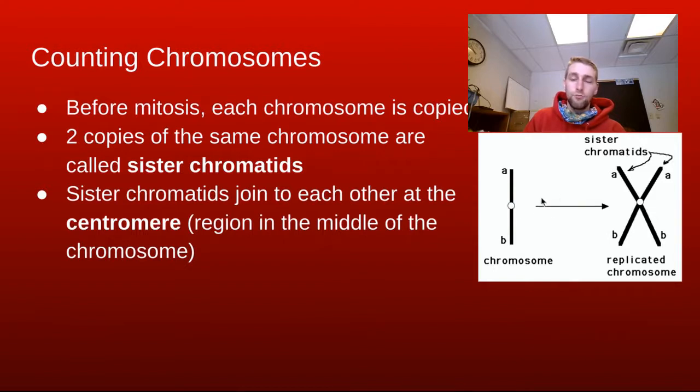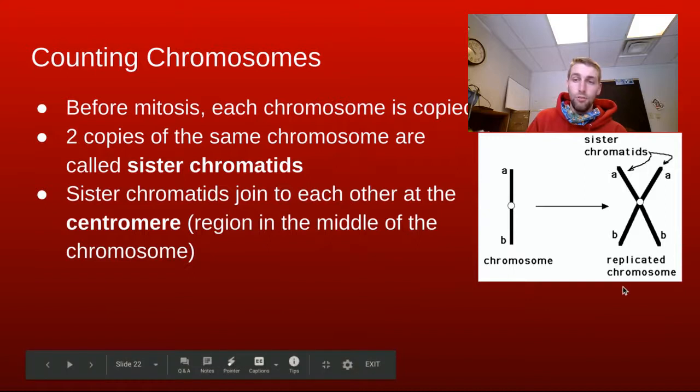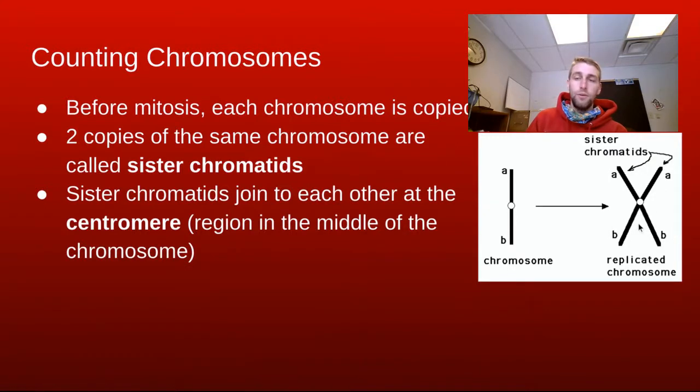Centromeres are this region in the middle of the chromosome, and the total number of centromeres is equal to the total number of chromosomes. So on the left, this is 1 chromosome. On the right, this is still 1 chromosome, even though it looks like there are 2 pieces there. Those 2 pieces are called sister chromatids. They're just identical copies of the chromosome you started with. And while they're joined at the centromere, we still count this as a single replicated chromosome.